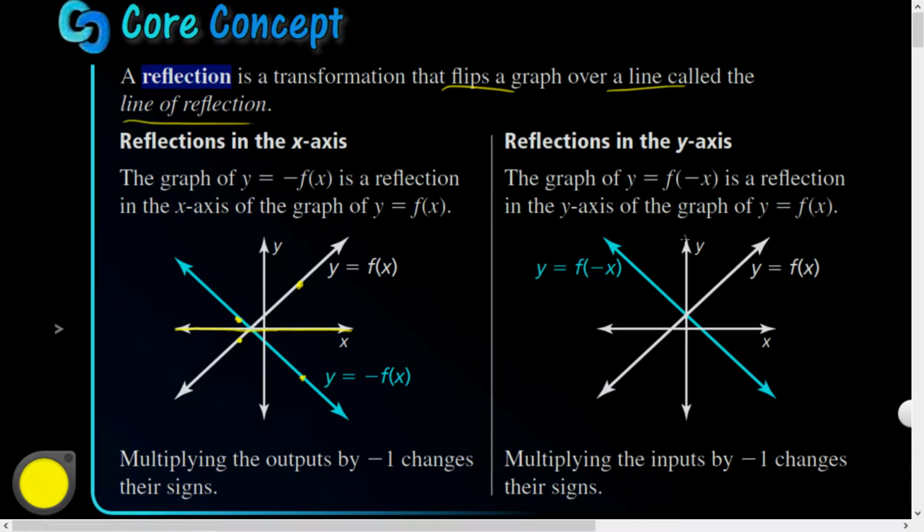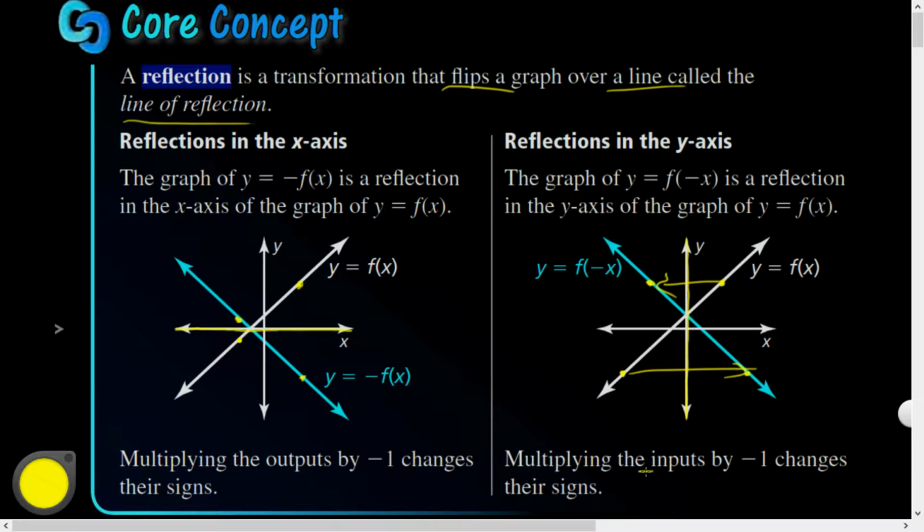If I want to reflect over the y-axis, I do that by oppositing the x. Notice the last one was the opposite of the entire function. This is an opposite of the x, and then you plug that into the function. And that is a reflection over the y-axis of the graph of the original function. So now this point gets mapped over to here, and this point would have gotten mapped all the way over here. It just got reflected like so.